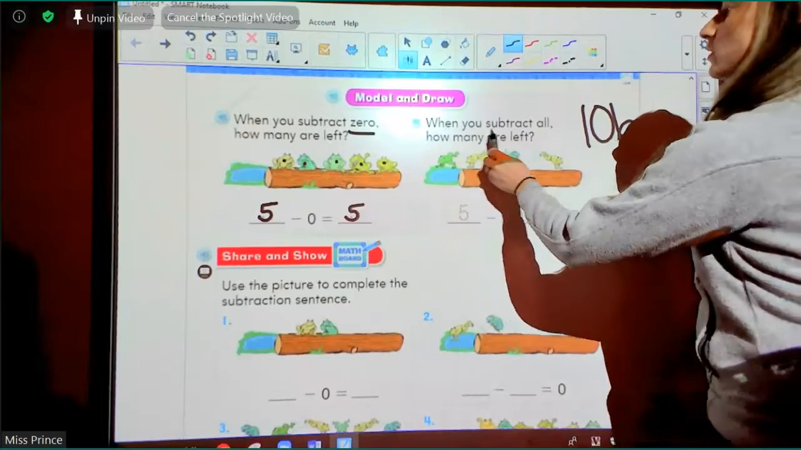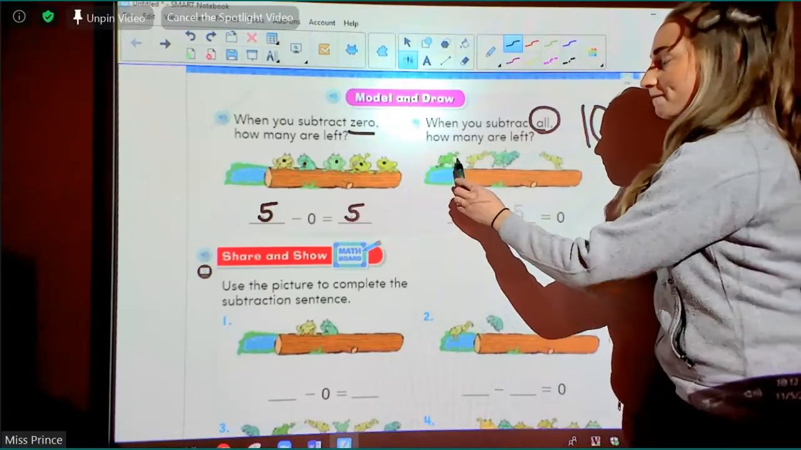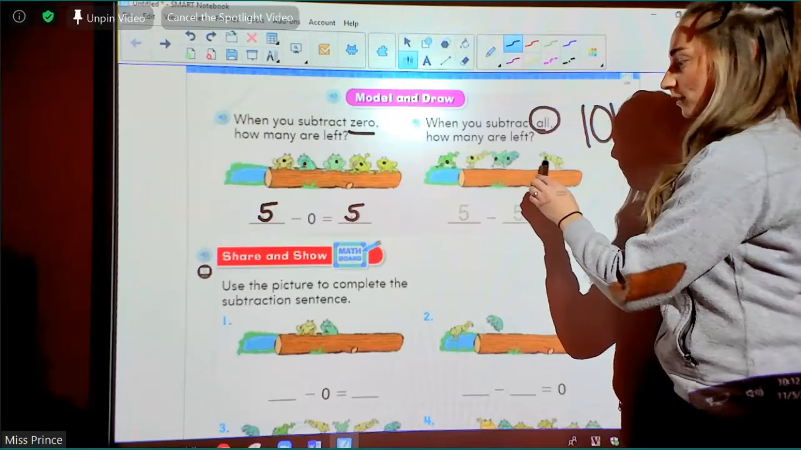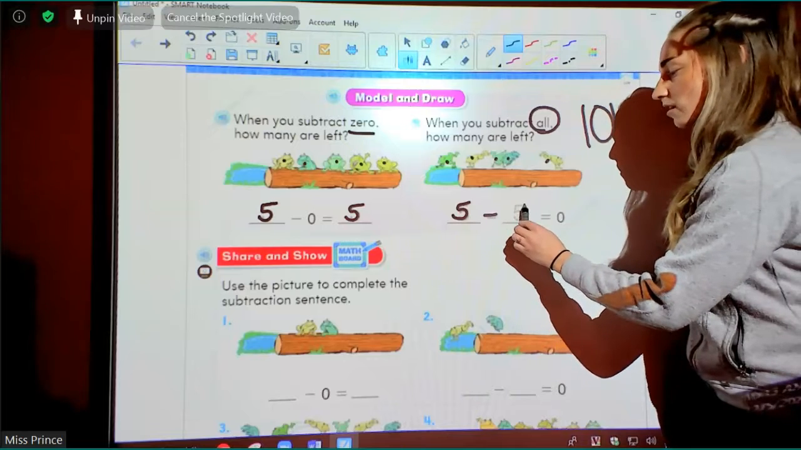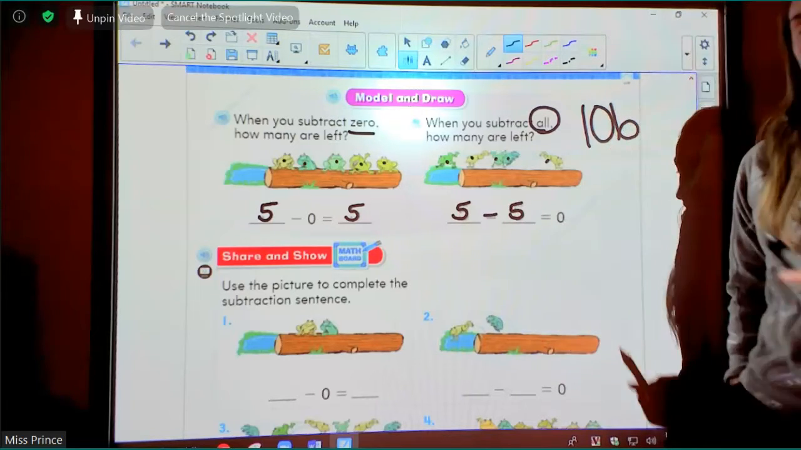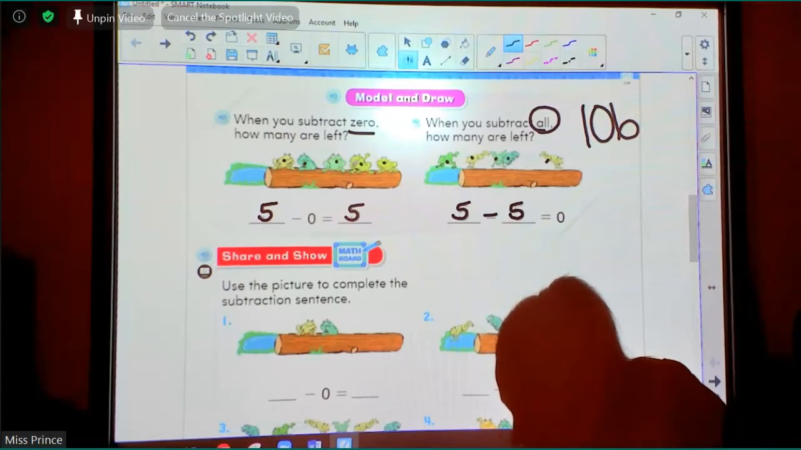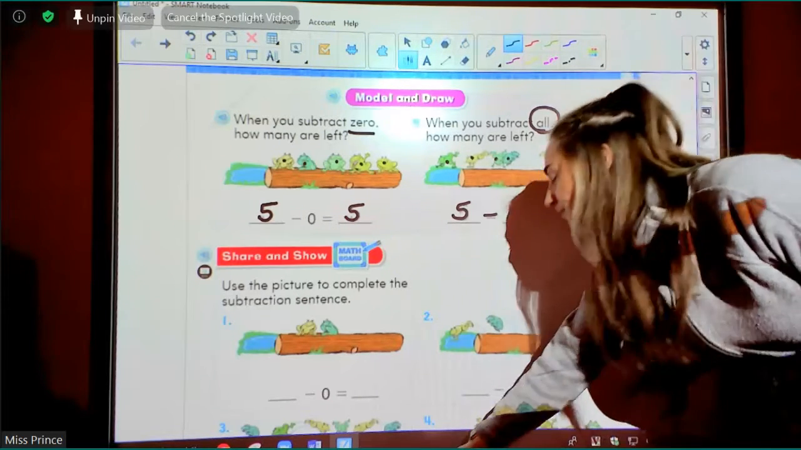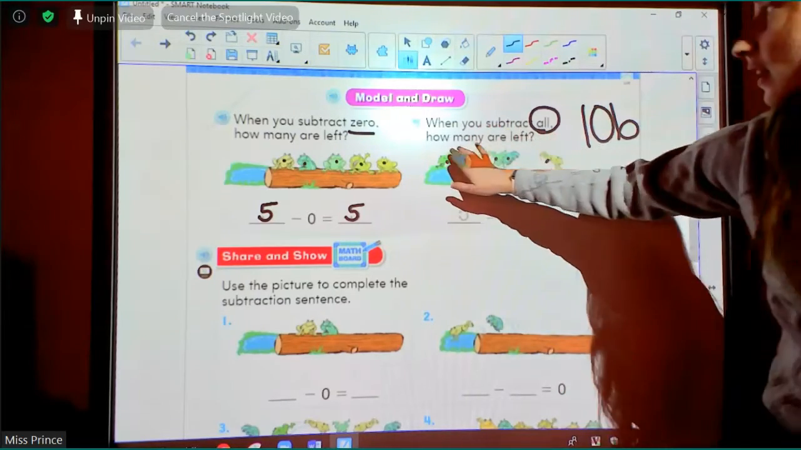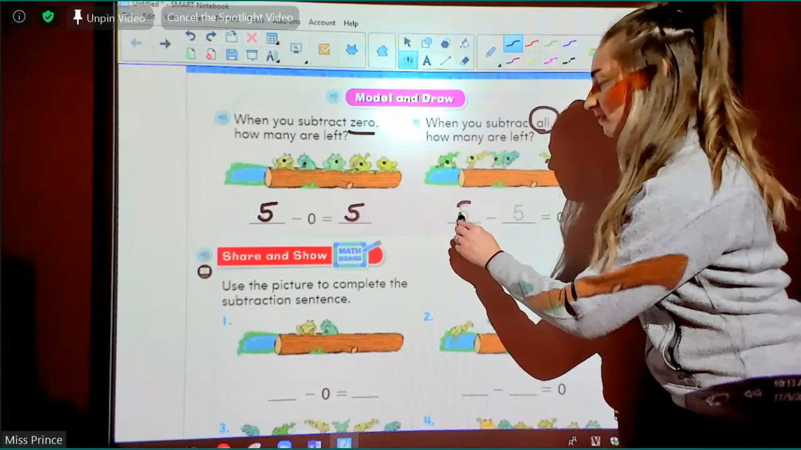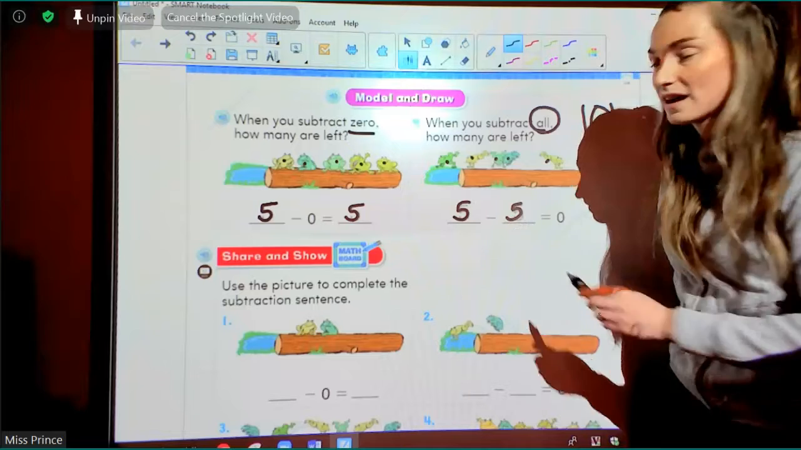Zayden, when you subtract all, how many are left over? We have 5 to start. 1, 2, 3, 4, 5. But look, they all jumped off the log. So we're going to take away 5 frogs. How many are left over now, Zayden? What? I couldn't hear you. You were glitchy. Oh, okay. So, Zayden, they want to know, if we subtract all, how many are left? I start with 5. We take away all of them. So that's take away 5. How many are left over?